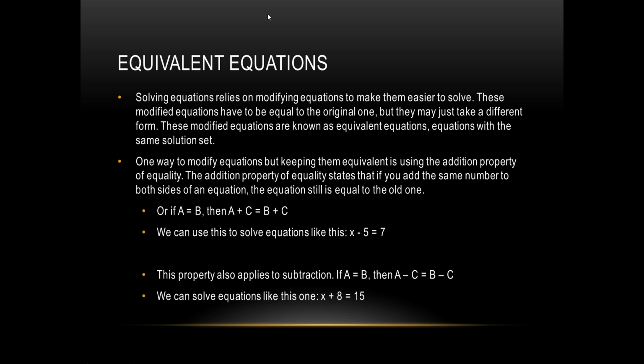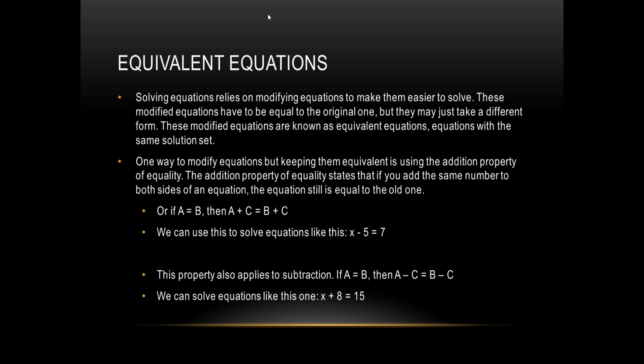Solving equations relies on modifying equations to make them easier to solve. These modified equations have to have the same solutions as the original one, but they just take a different form. They are known as equivalent equations, equations with the same solution set. One way to modify equations is the addition property of equality. It states that if you add the same number to both sides of the equation, it's still equal to the old one.